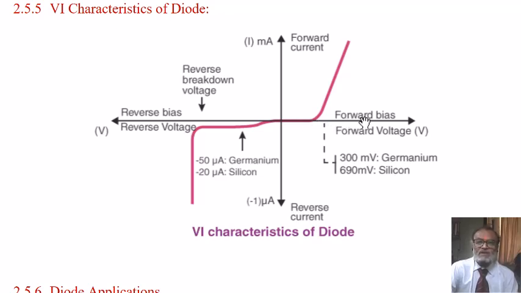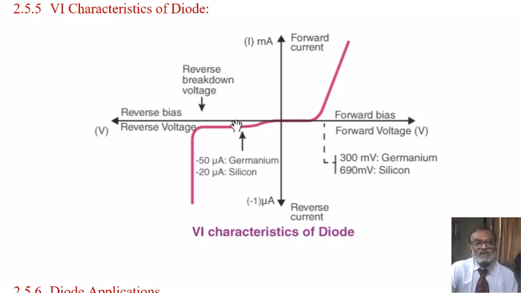If we increase further the forward voltage, the current is increasing. This relationship after cut-in voltage is exponential in nature. We will see the details of this relationship in the next sessions. This relationship is also called as Shockley relationship for the PN junction.